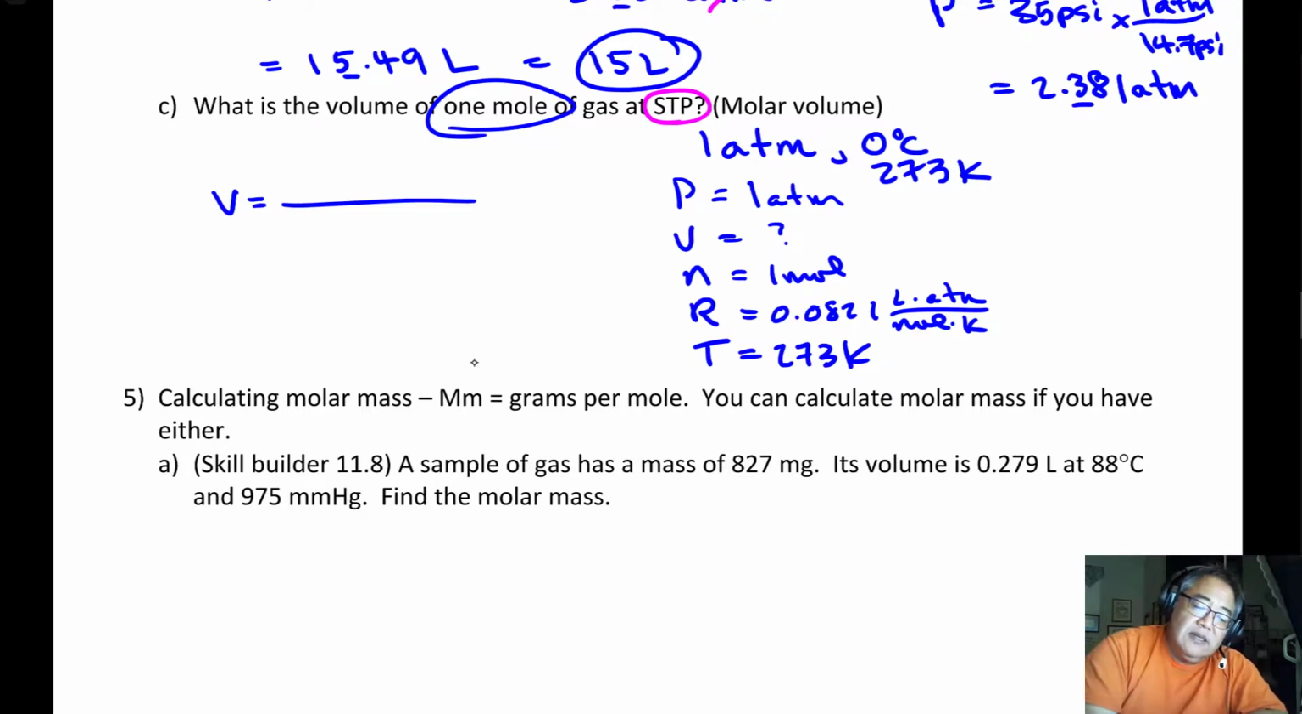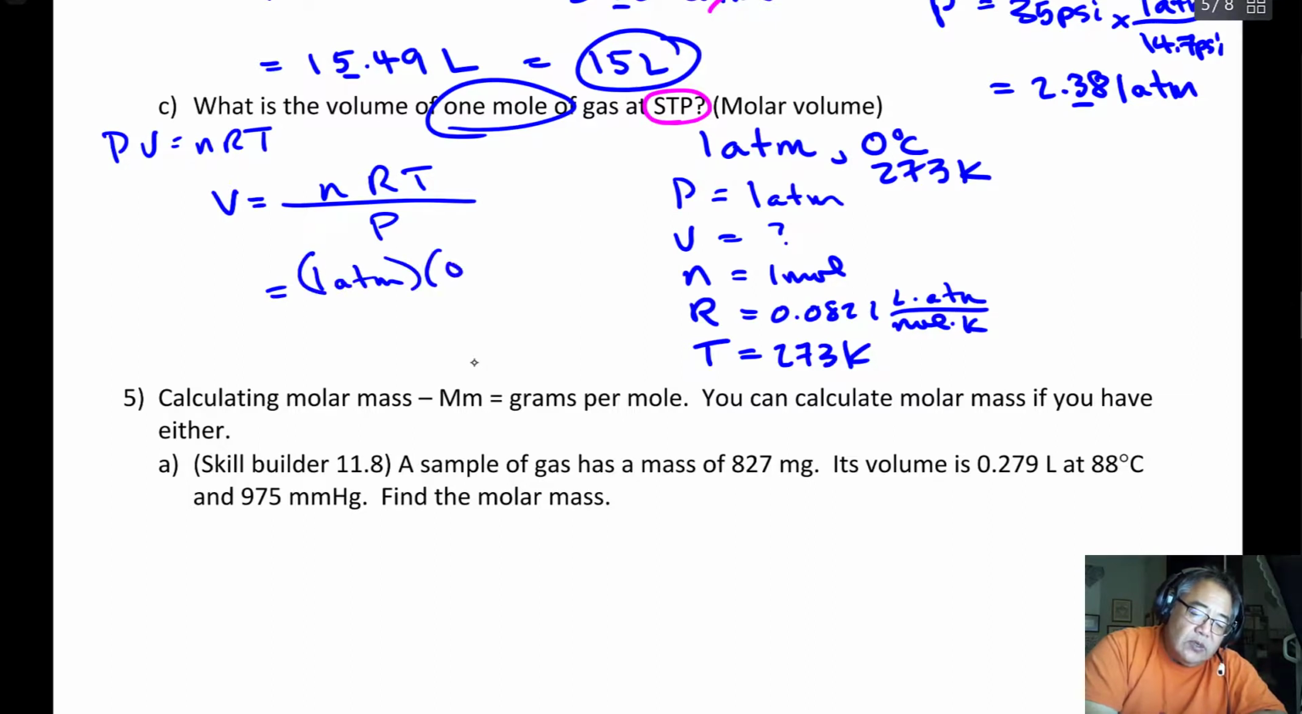And I've matched all my units, so all I really have left to do is plug these things in. So I'm solving the ideal gas law for volume. Remember, it's PV is equal to nRT. So I'm solving it by just dividing by P on both sides. And so I'll get nRT over P like that. And I can plug in 1 atmosphere times 0.0821 liters times atmospheres per mole times Kelvin, and then 273. And my pressure is 1 atmosphere.